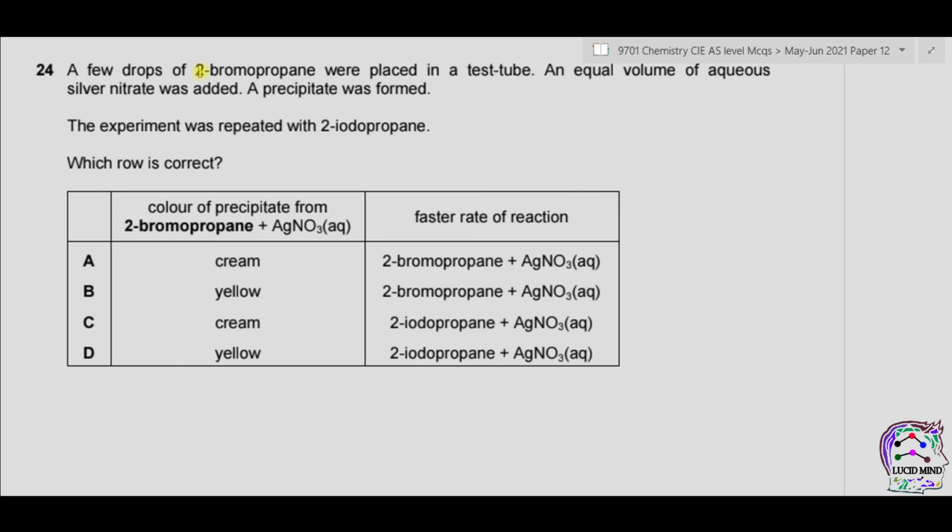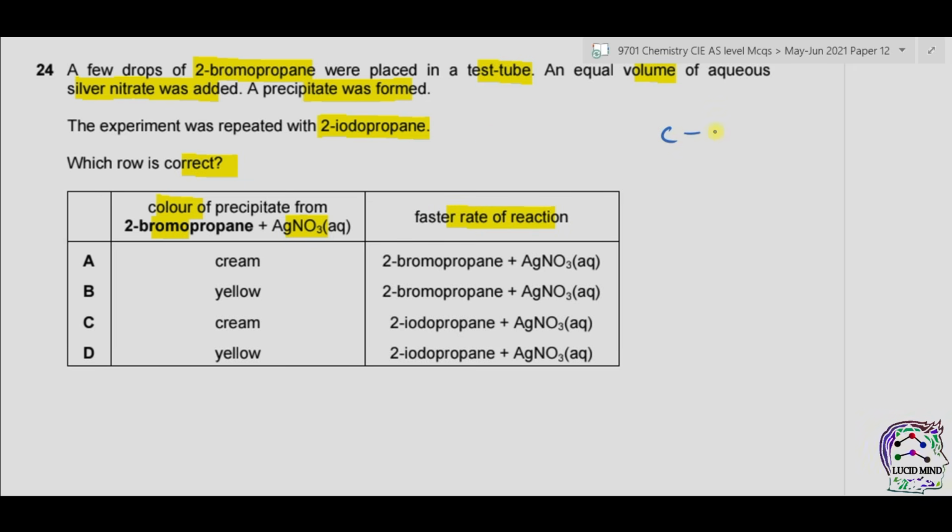Question 24. A few drops of 2-bromopropane were placed in a test tube. An equal volume of aqueous silver nitrate was added. A precipitate was formed. The experiment was repeated with 2-iodopropane. Which row is correct? First one is the color of precipitate from 2-bromopropane plus silver nitrate. Second is the faster rate of reaction.